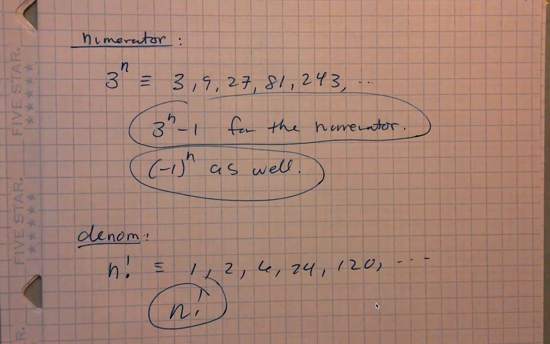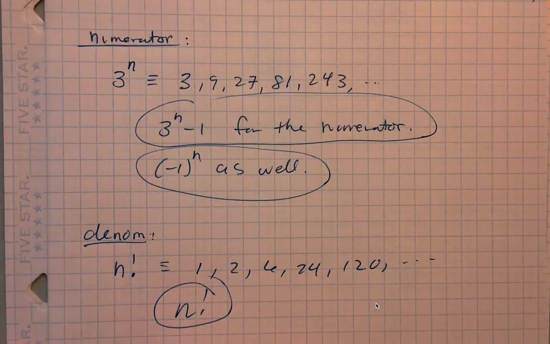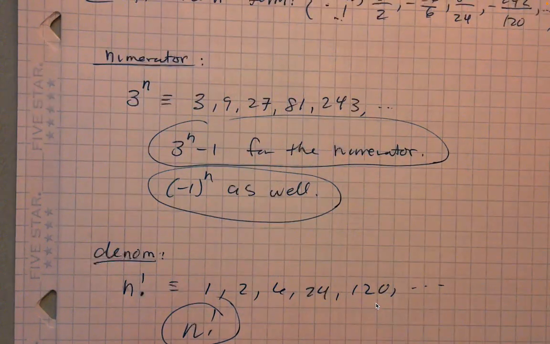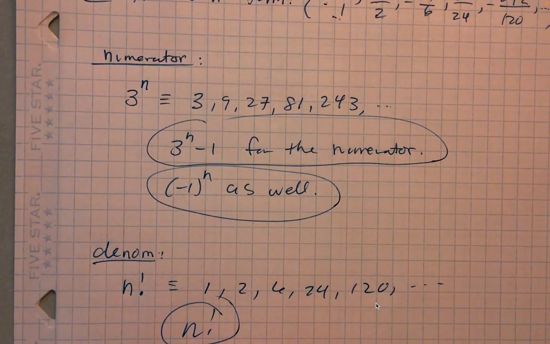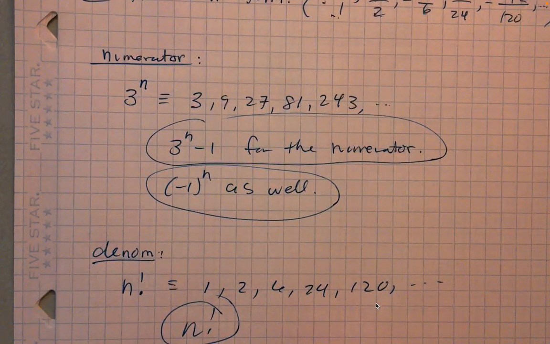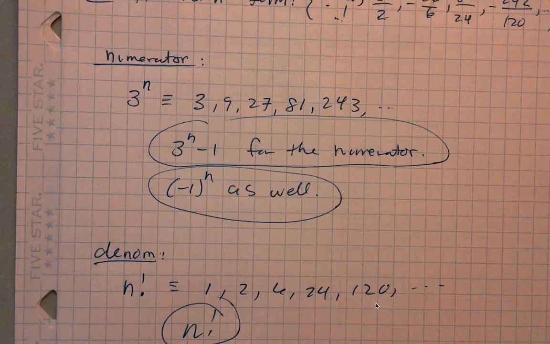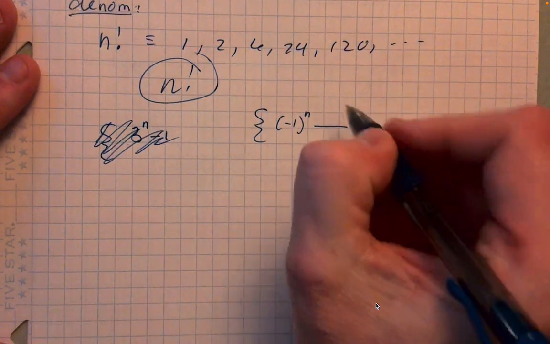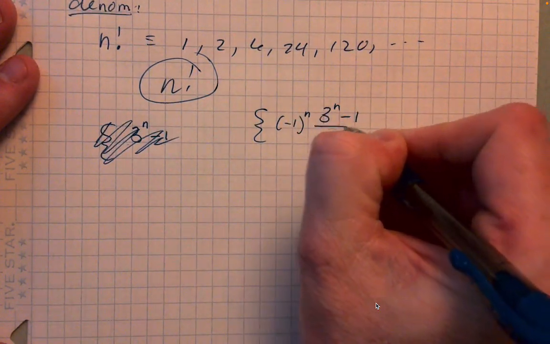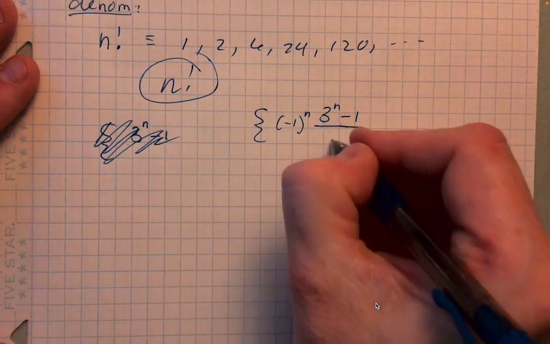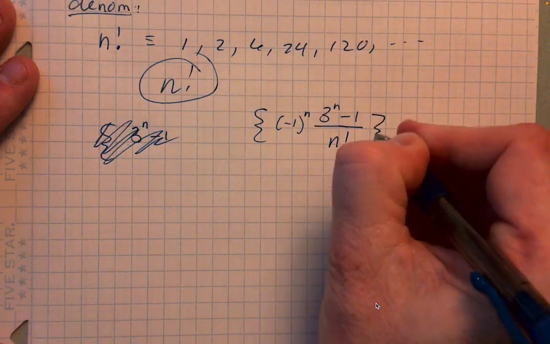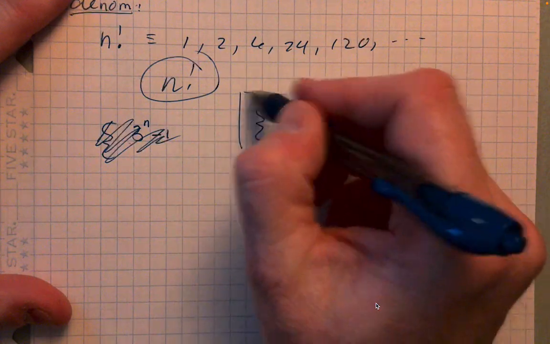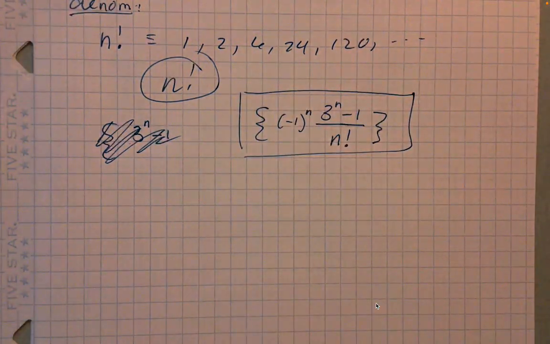Okay, and so we could say that this sequence is 3 to the n minus 1. You know what, I'm going to write it slightly differently. Let's write it like this. We'll put the negative 1 to the n out front, and then 3 to the n power minus 1, and then n factorial. Okay, so this would be our sequence. That would be the nth term of our sequence.